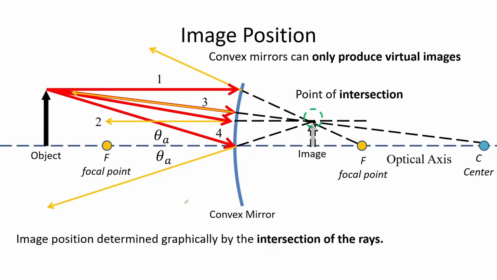To determine the position of the image, we locate the intersection of all the rays and we see here that it is on the right side. Due to the physical limits of a convex mirror having its reflective surface diverging from all the outgoing light, the images that it can produce for objects that are in front of it are only virtual images.